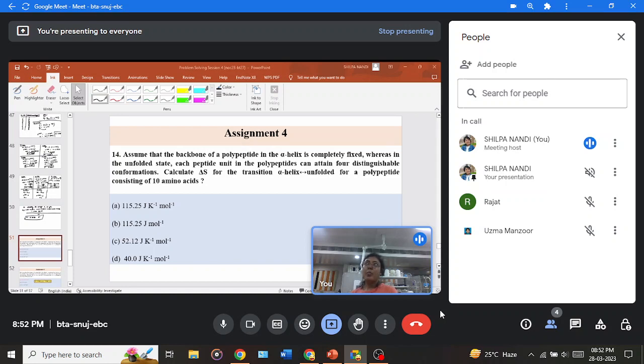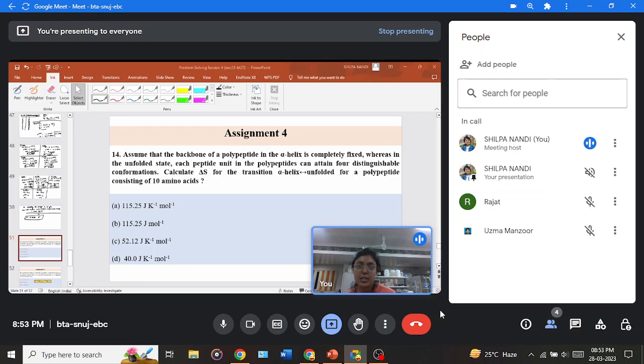So if you go back to lecture 10 again, there is a particular equation given to find the entropy, that is delta S. S conformation is equal to R ln pi. Yes, it was something like S conformation is equal to R ln pi. Sorry, R ln sigma. It was R ln sigma.